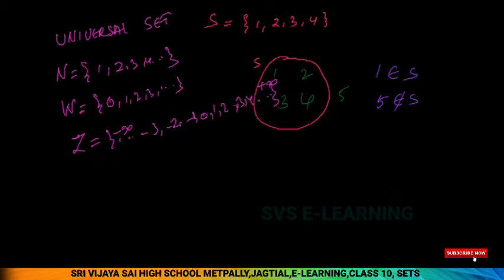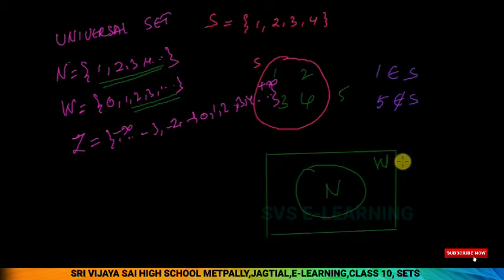So what do you observe here? You observe that the elements of set N, which is a set of natural numbers, are also the elements of set W, which is a set of whole numbers. In natural numbers, you have 1, 2, 3, 4, and so on. Those numbers also belong to set W. Set N is a set of natural numbers. Set of natural numbers is denoted by the letter N.